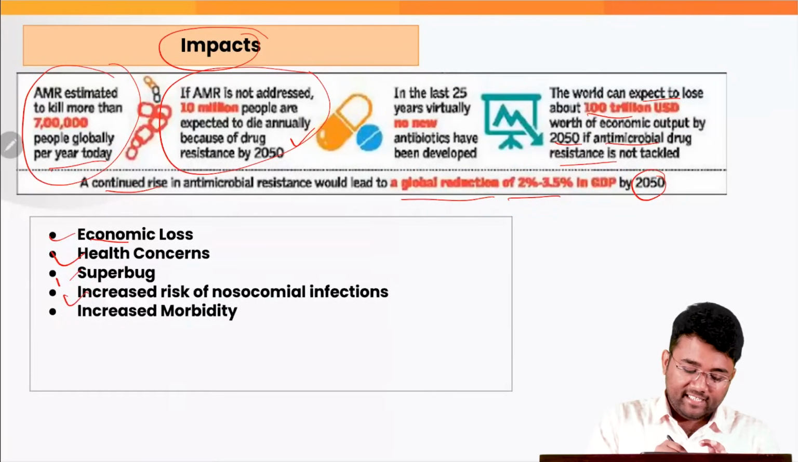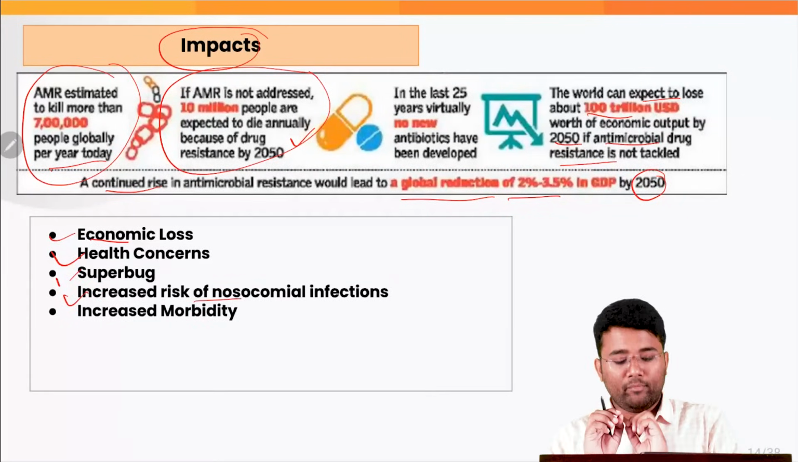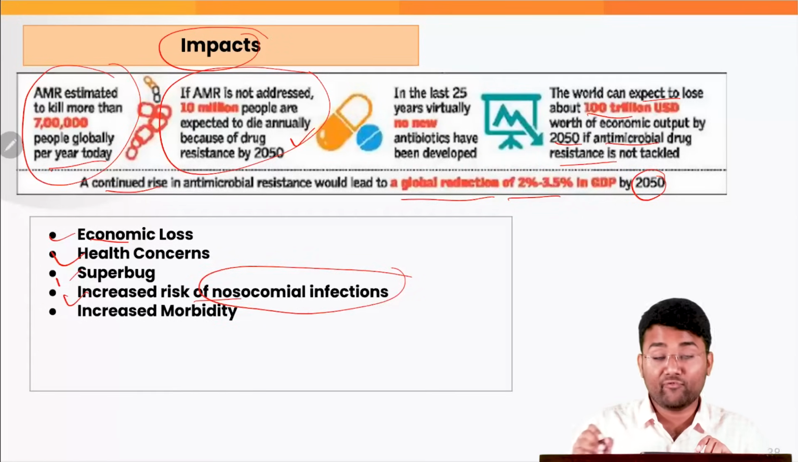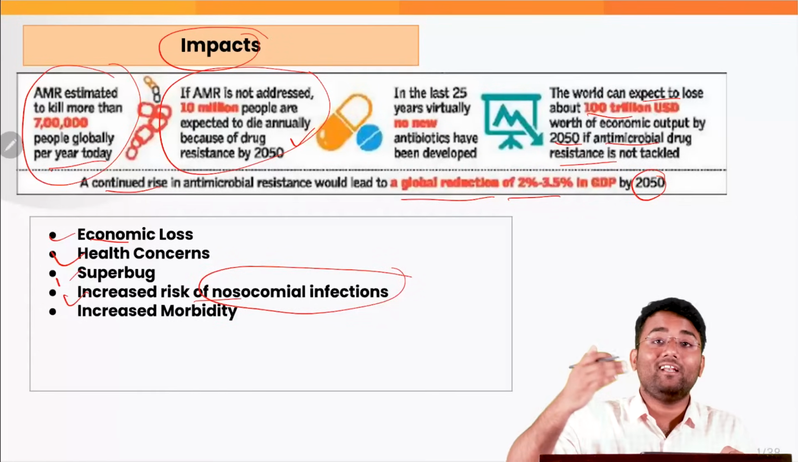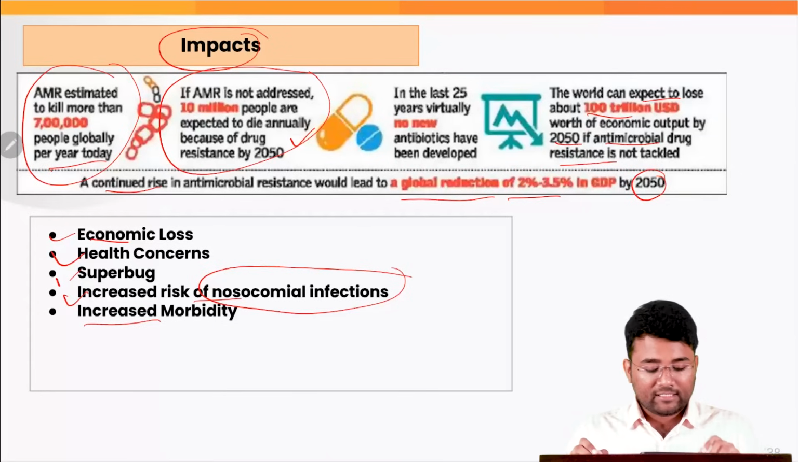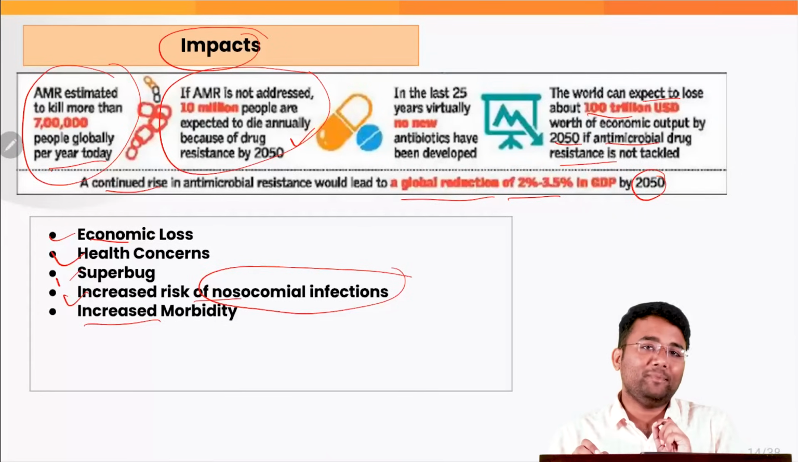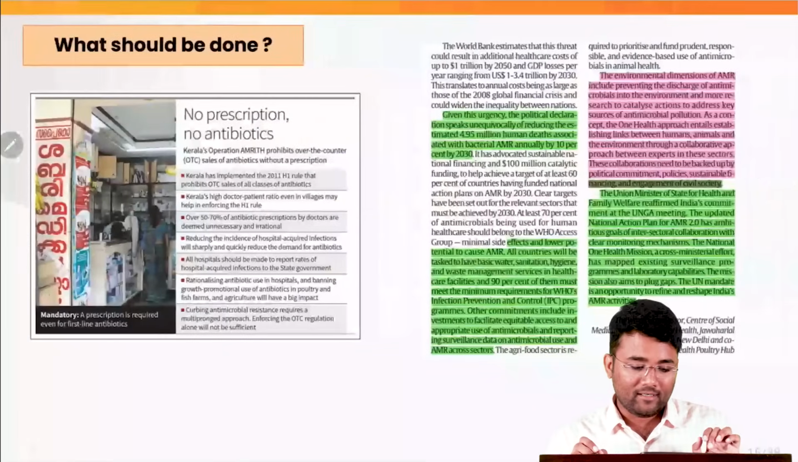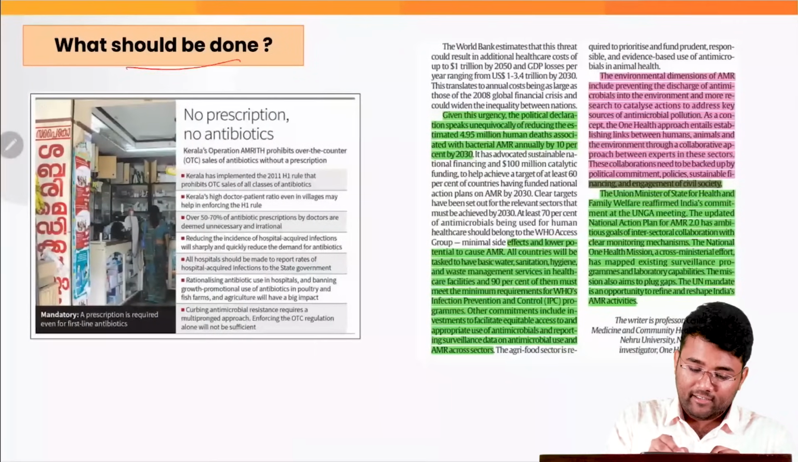Also, there is increased risk of nosocomial infections. These are the infections that are hospital acquired infections. This may also lead to increased morbidity and death of people. So what should be done?